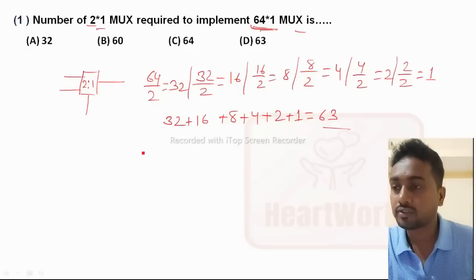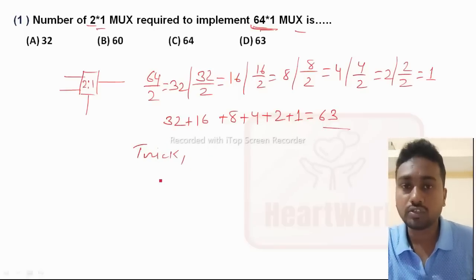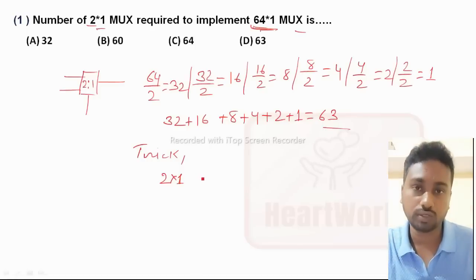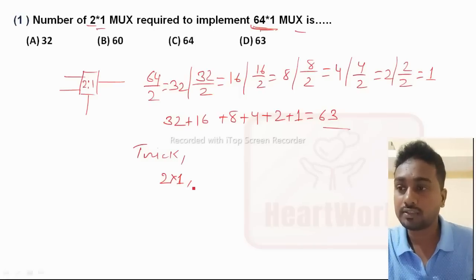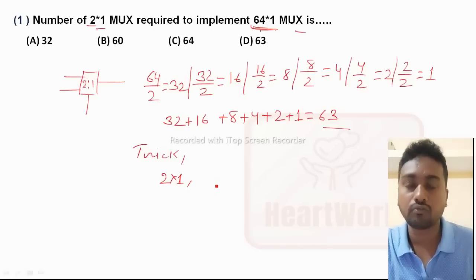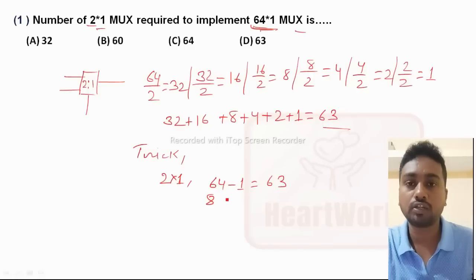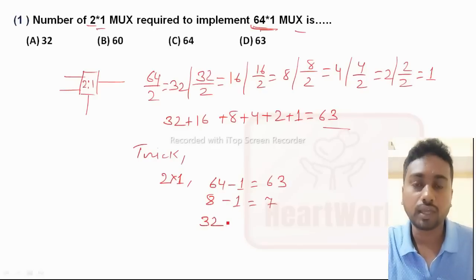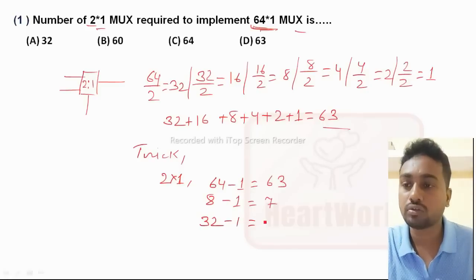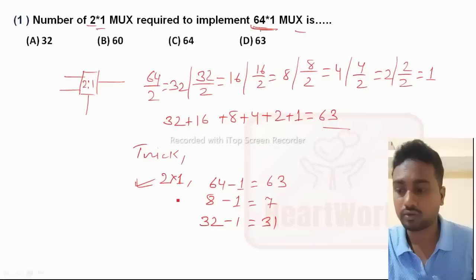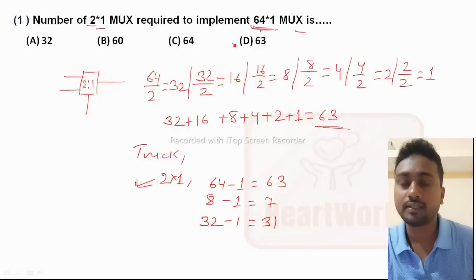Okay. So here one trick is also there. You can follow this trick also. This trick is only applicable for 2:1 mux. When using 2:1 mux, if any such question comes, then you can utilize this trick. And what is the trick? Like here they ask to implement 64 into 1, so you can directly do 64 minus 1, which is 63. Again if they ask for an 8:1 mux using 2:1, then 8 minus 1 is equal to 7. If they ask for 32:1 using 2:1, then 32 minus 1 is equal to 31 mux required. So this trick is applicable only for 2:1. Okay. So here how much? 63. So option D is our right answer.